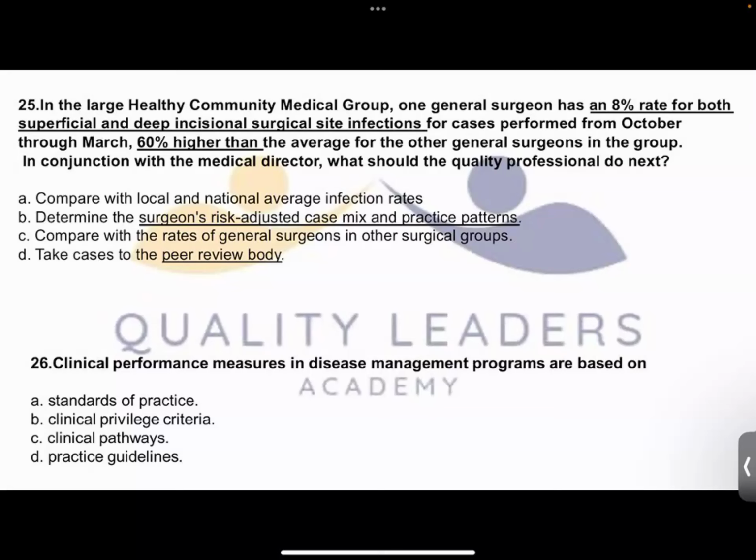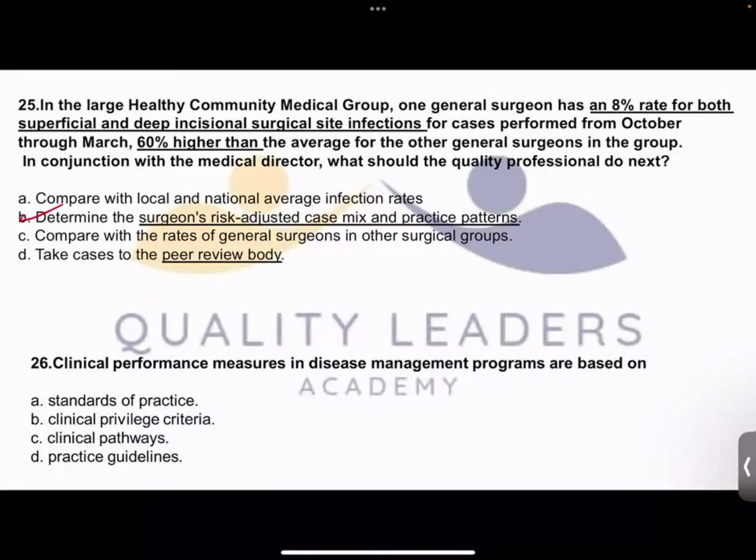So letter A, compare with local and national average infection rates. B, determine the surgeon's risk-adjusted case mix and practice patterns. C, compare with the rates of general surgeons in other surgical groups. D, take cases to the peer review body. What's the answer here? Letter B. Very good, Rasha.